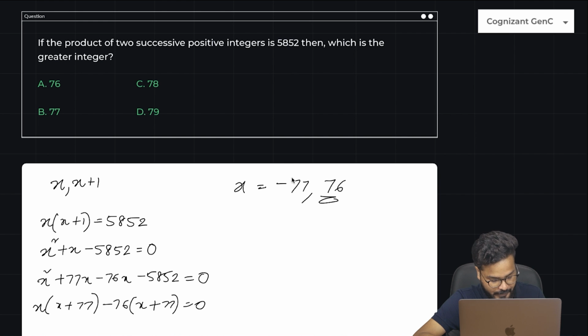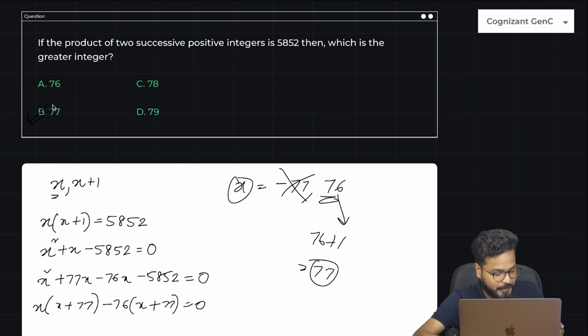The answer cannot be 77, so the answer is 76. Do you think that's correct? That's not. You're supposed to find which is the greater integer. When you solve for x, you think that if you got the answer for x, that is the answer. These are the silly mistakes you generally make in your exam. 76 is the smaller one. The greater one is 76 plus 1, that is 77. So your answer is option B, guys, not A.